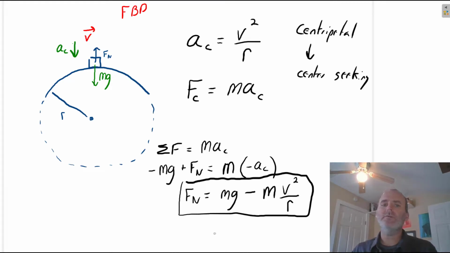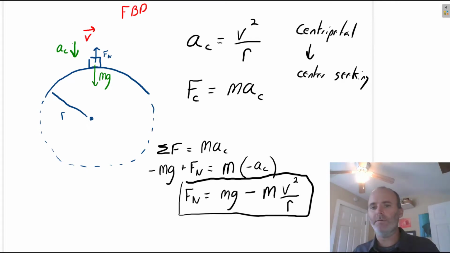So is the normal force equal to mg? Well, only if it wasn't moving. If it wasn't moving, it could just be sitting there, then the normal force would equal mg. But you can see as the velocity increases, that normal force drops because this right here would increase.